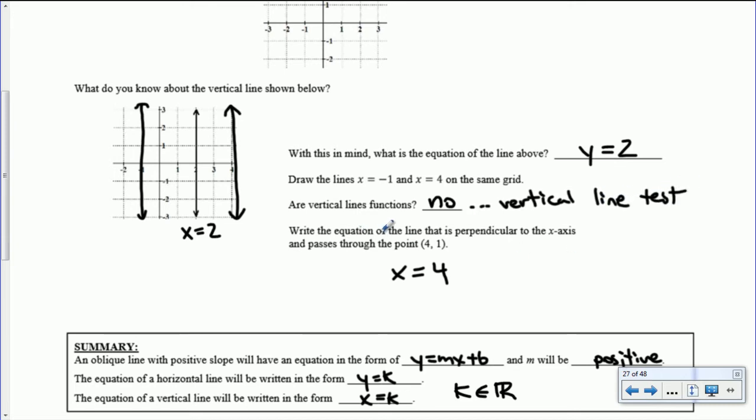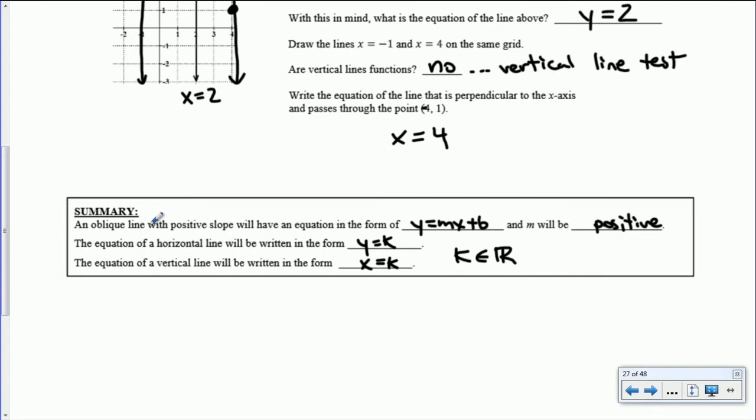Okay, write the equation of the line that is perpendicular to the x-axis that passes through the point (4, 1). So (4, 1) is there. That's x equals 4. So quickly, there you go. An oblique line with a positive slope has an equation y equals mx plus b. M will be positive. If it is a positive slope, that means it goes up and to the right. Slope will be positive.